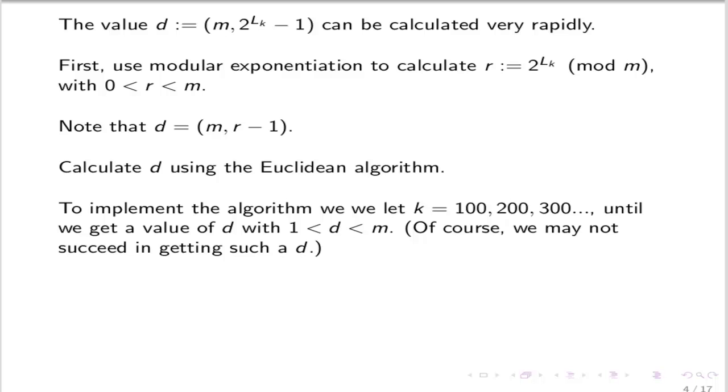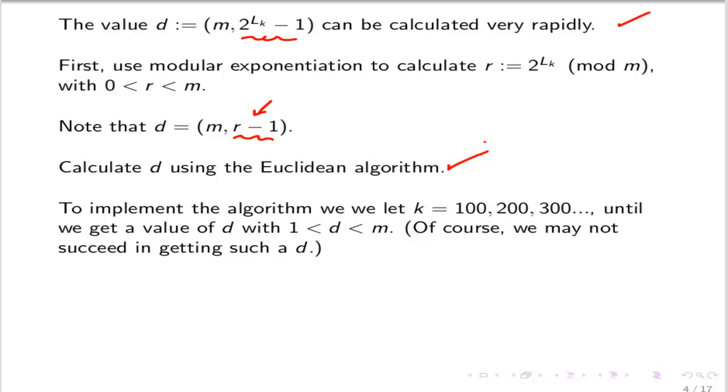Now this value, the GCD of m and 2 to the Lk minus 1, can be calculated very rapidly. What we do to calculate that value is use modular exponentiation. I first find the value of 2 to the Lk mod m, so let r be the least residue we end up with. And then using the GCD invariance property, I can subtract the appropriate multiple of m from 2 to the Lk and reduce this term to just r minus 1. And so now we have a very small number right here, some value less than m.